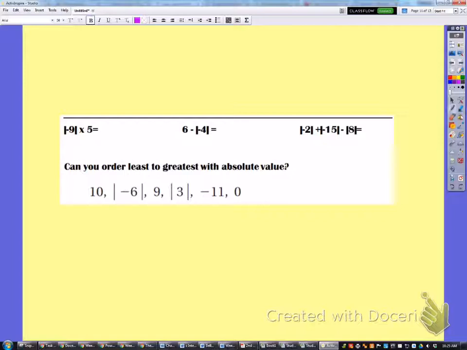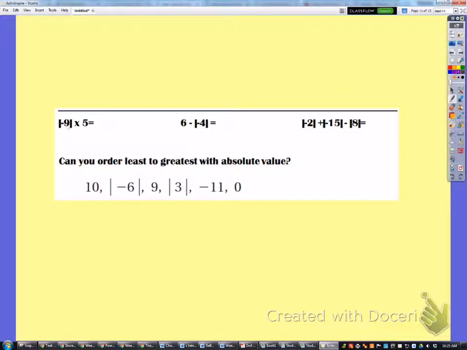So that being said, if we're solving these problems right here, we would drop out the 9, get rid of the negative. 9 times 5 is 45. And this problem, I'm going to give you a second to try it. Okay, so first the absolute value of negative 4 is 4. And then we bring down everything else, just like our Doritos from earlier in the year. 6 minus 4 is 2.